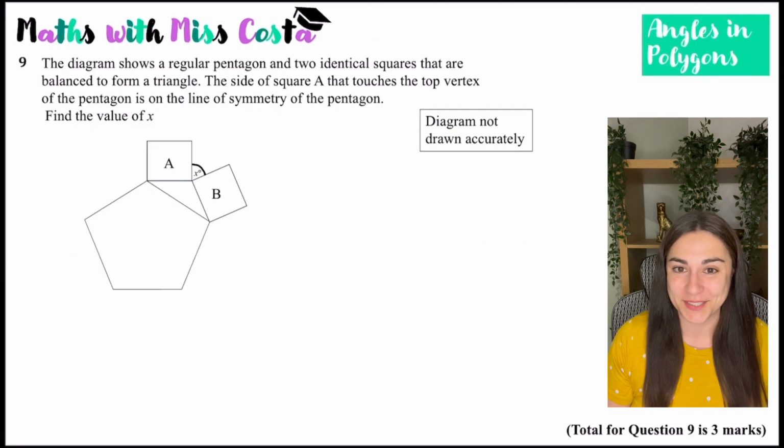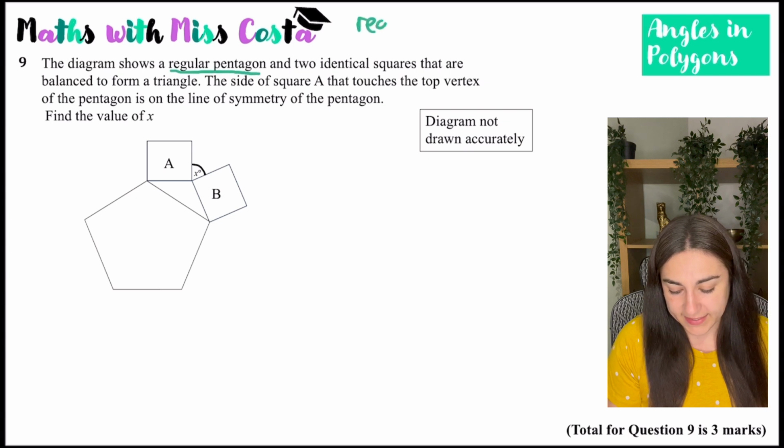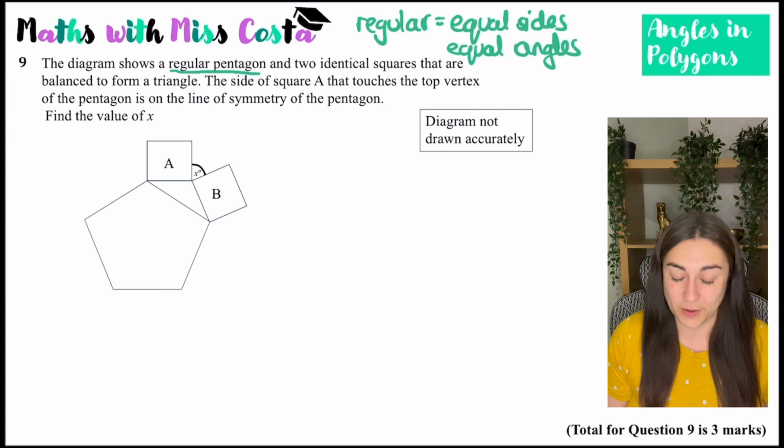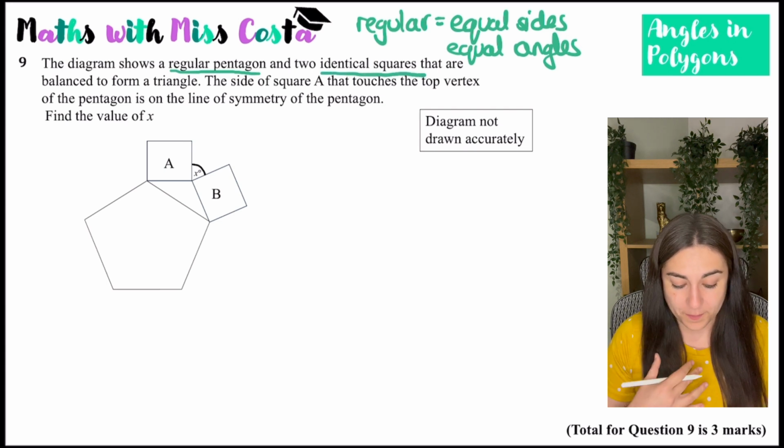Okay, so polygons question, and polygons are super fun. So let's see what's happening. I'm told that the diagram shows a regular pentagon. Regular is a key word because it tells me that it has equal sides and all equal angles. That's really important because it means I can work things out. And two identical squares that are balanced to form a triangle.